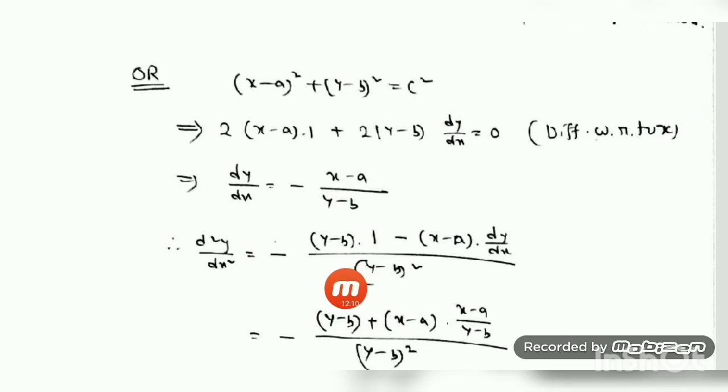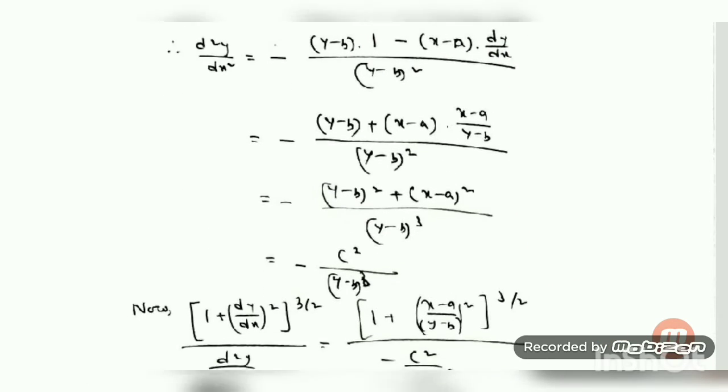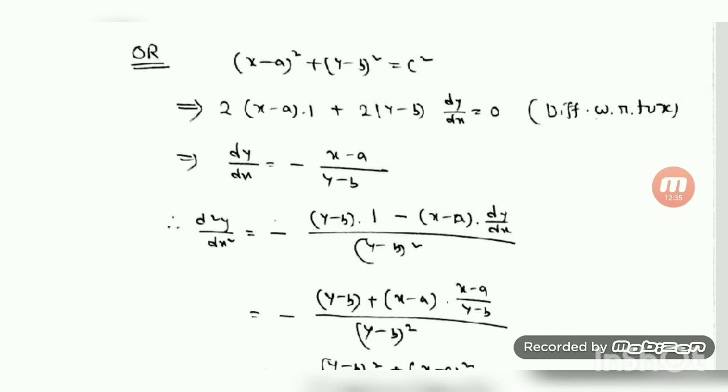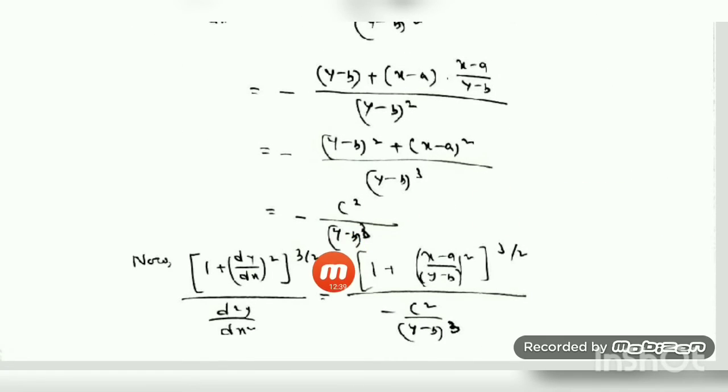d2y dx2, so u by v rule you have to apply, v square d/dx of u means 1 minus u, that is x minus a d/dx of this is equal to dy dx, right? And after that, to get d2y dx2, I just substitute the value of dy dx. dy dx is this much. Taking LCM, it becomes y minus b whole cube, and here we have to do the product square, that is y minus b whole square plus x minus a whole square. And you see this is nothing but your c square, because this is given here, this is equal to c square. So here I have substituted this is c square and y minus b whole cube.